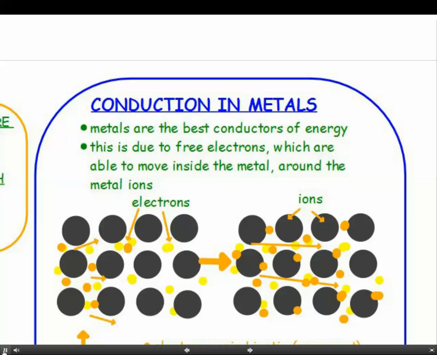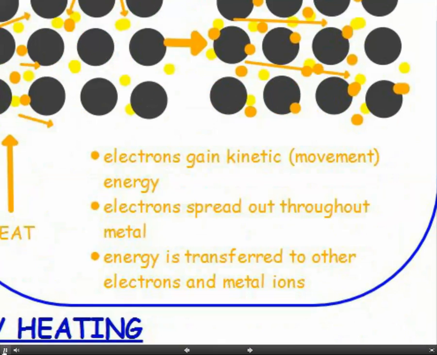Conduction in metals. Metals are the best conductors of energy, and the reason is because they have free electrons, which are subatomic particles. The free electrons are able to move around inside the metal and around the metal ions. So when they're heated, the electrons gain kinetic or movement energy. The electrons therefore spread out throughout the metal, and the energy is transferred to other electrons and to metal ions.